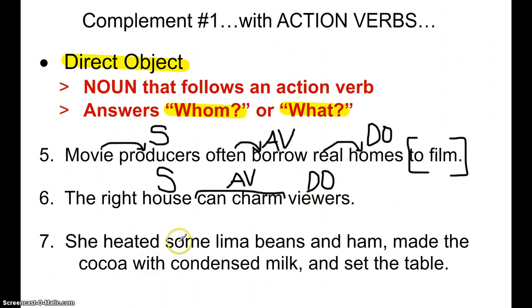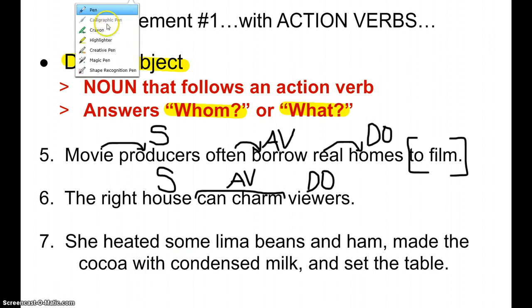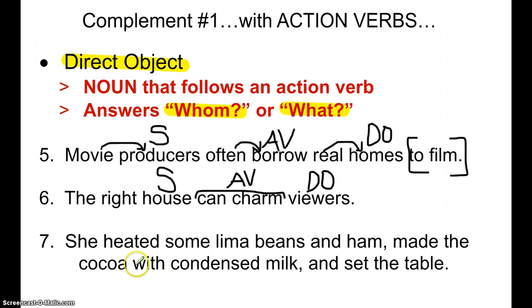And now we've got a longer sentence. So again, we're going to go back to our process. We start by finding any prepositional phrases. And I see with condensed milk. And that looks like it's it.